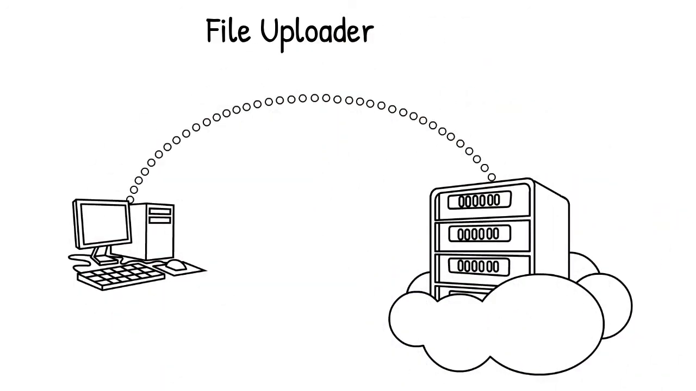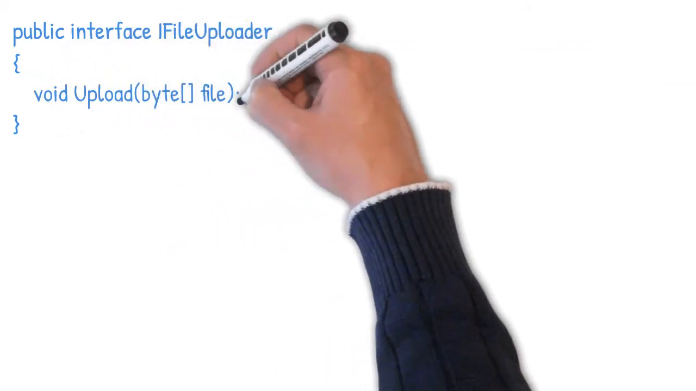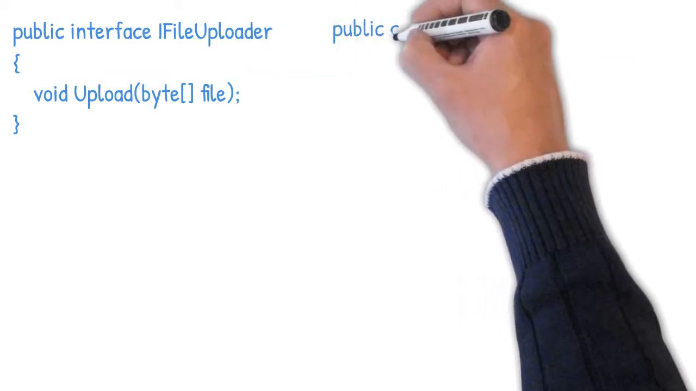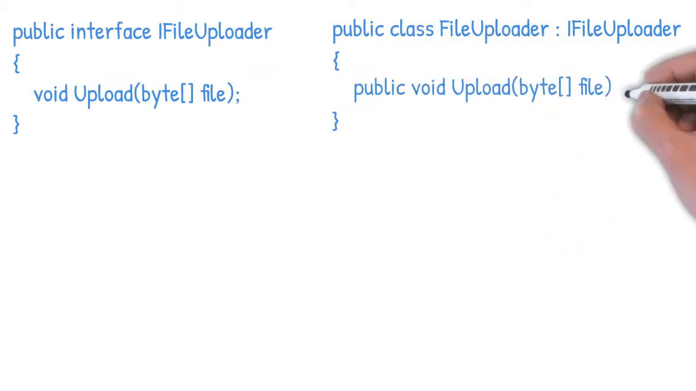Consider a use case where you want to build a file uploader using which you can upload videos, images, or any kind of documents. Let's start by creating an interface iFile uploader, which exposes a method upload accepting a byte array as a file content. After that, we will create a class file uploader which implements iFile uploader and defines the upload method so as to upload the file to the destination.